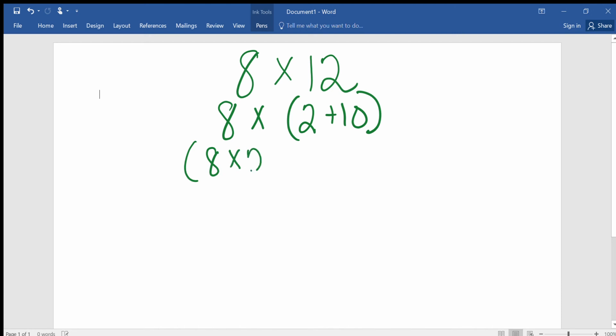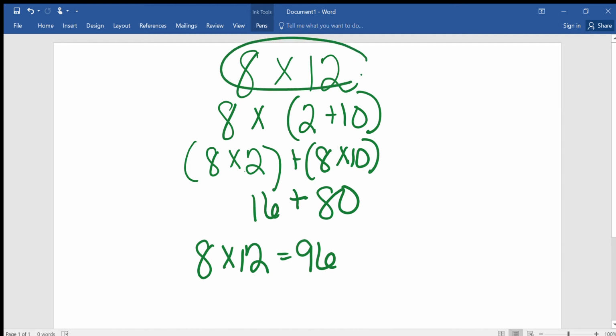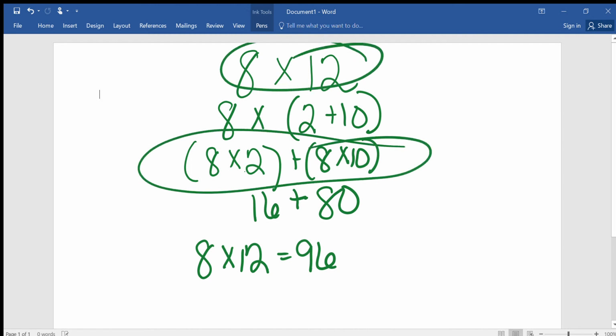So we have 8 times 2 plus 8 times 10. Okay, 8 times 2, 8 plus 8 is 16. 8 times 10, you can count by tens, 10, 20, 30, 40, 50, 60, 70, 80. Okay, 80 plus 10 is 90, plus 6 is 96. So that tells me that 8 times 12 is 96. I took 8 times 12, I broke it into 8 times 2 plus 8 times 10, and I got 96. All right, go ahead and erase.